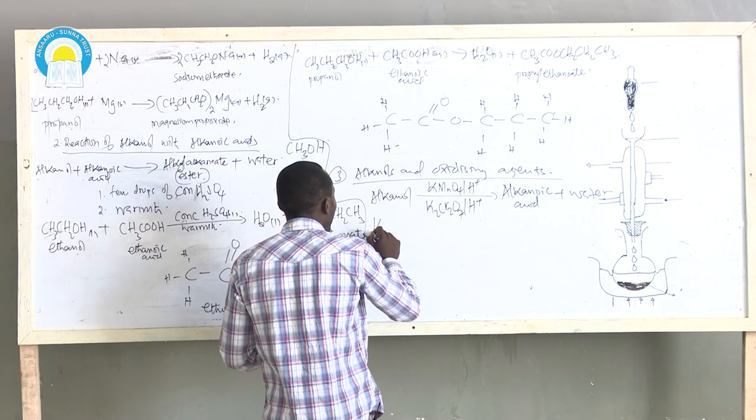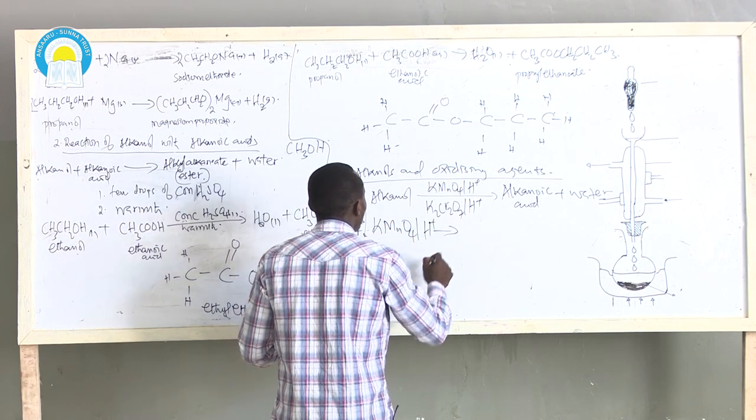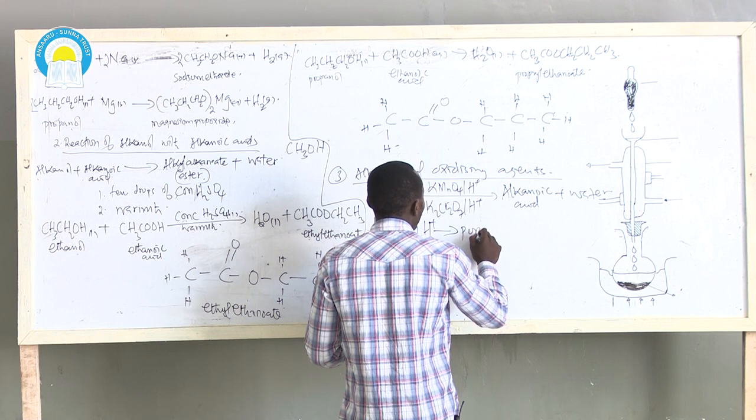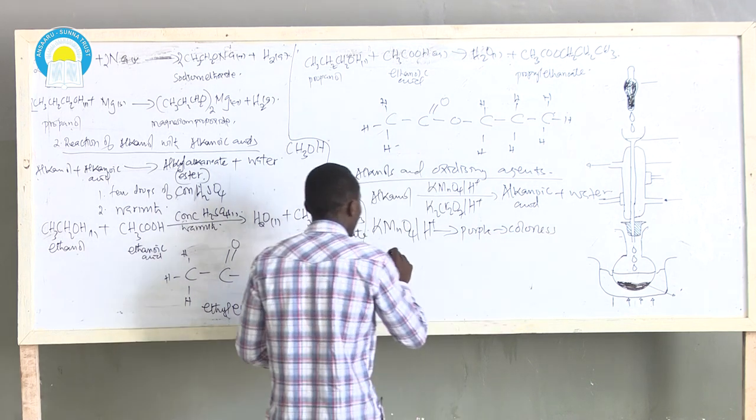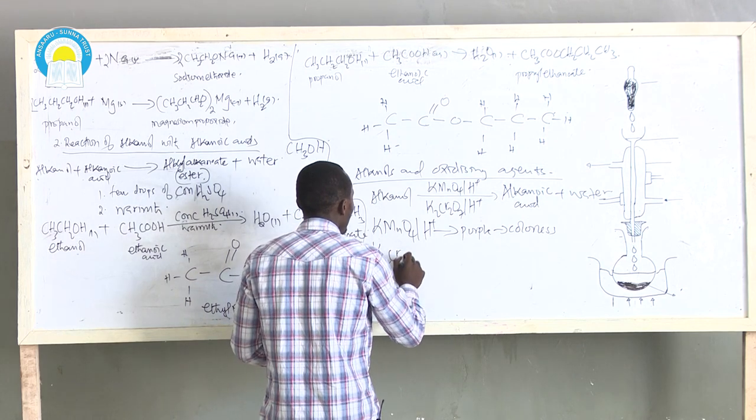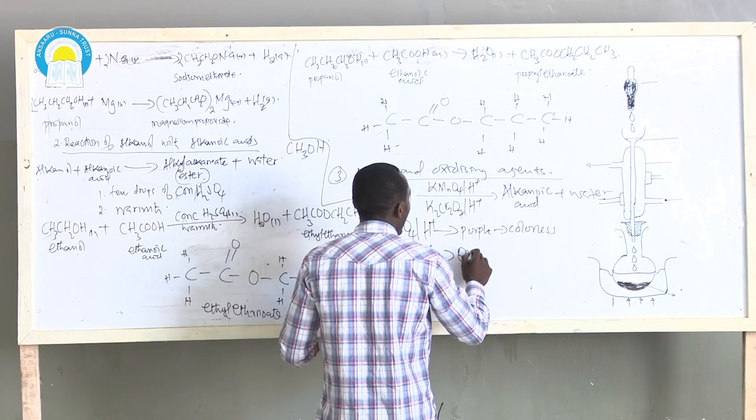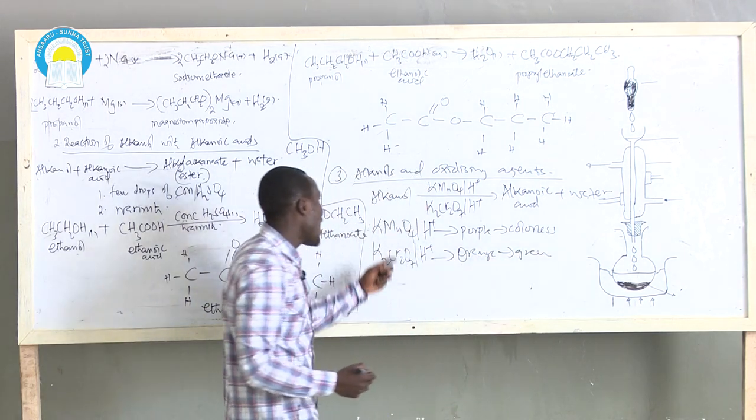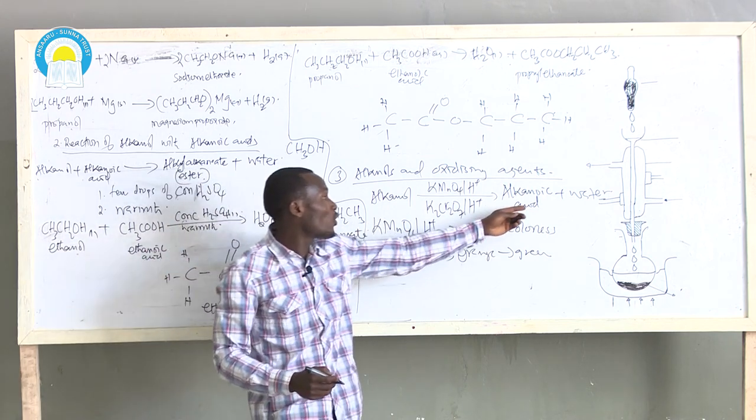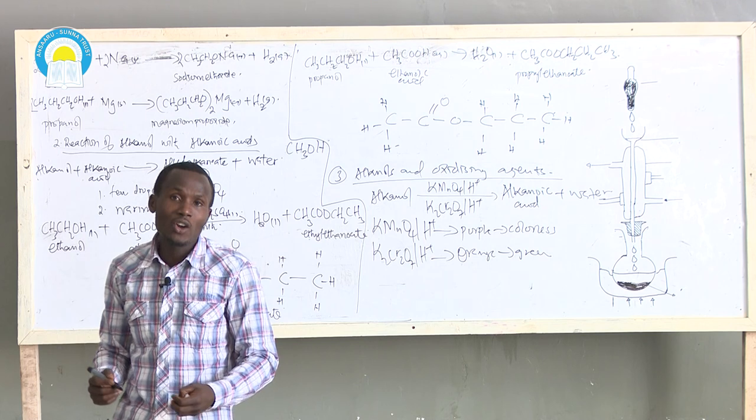So we have KMnO4, H positive, changing from purple to colorless, where K2Cr2O7, which is also acidified, changes from orange to green. Orange to green. And the alkanol is oxidized to alkanoic acid. So this forms the lab preparation of alkanoic acid.